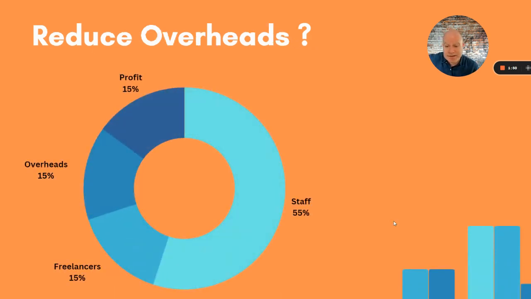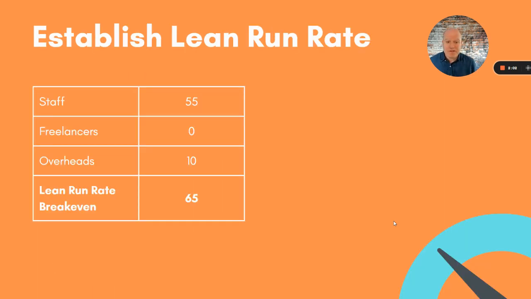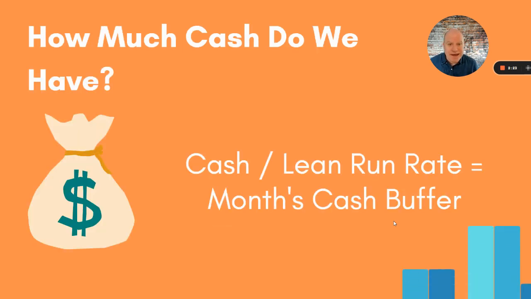Can we reduce overheads? There may be some discretionary overheads in there that we can put on hold and reduce our ongoing costs. So freelancers, overheads. That gives us a lean run rate. So we've got our staff in there and we've got our basic overheads, and we've either got zero or the minimum amount of freelancers that we have to have in the business. So we know what the revenue is that we need to achieve to be able to break even at a lean run rate. It's an important number because this is where cash comes into play.